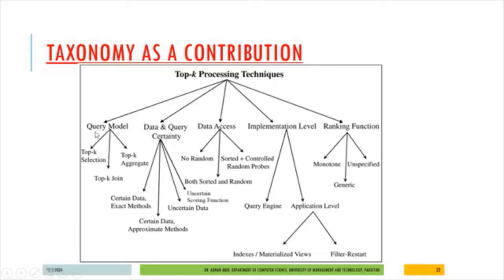It says that a given approach maybe involves top K joins. In terms of data and query certainty, it has certain data and exact methods. It uses sorted and random access both. Implementation level is query engine level, and ranking function is, say, monotonous. So this is how we can categorize a single primary study using this hierarchy.